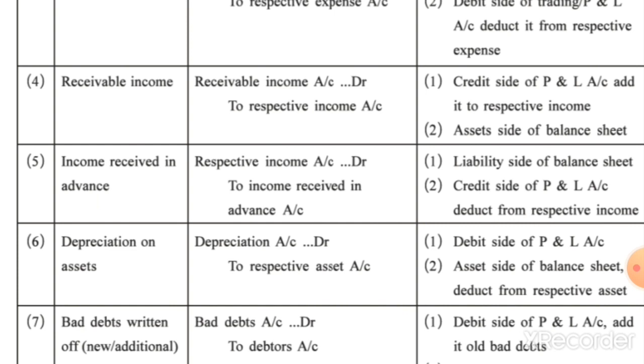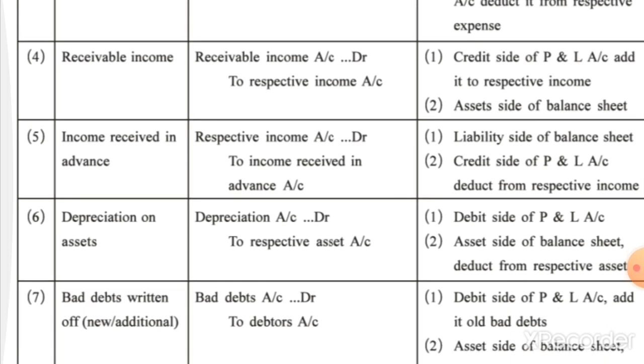Any kind of depreciation is one kind of expense because it reduces the value of the asset. So it will be recorded on the debit side of P&L account. And the second effect is on the asset side: from the concerned asset we are subtracting the amount of depreciation. So the adjustment entry would be depreciation account debit to respective assets account credit. One effect is the debit side of P&L account as an expense, and the second is to subtract from the concerned asset on the asset side of the balance sheet.